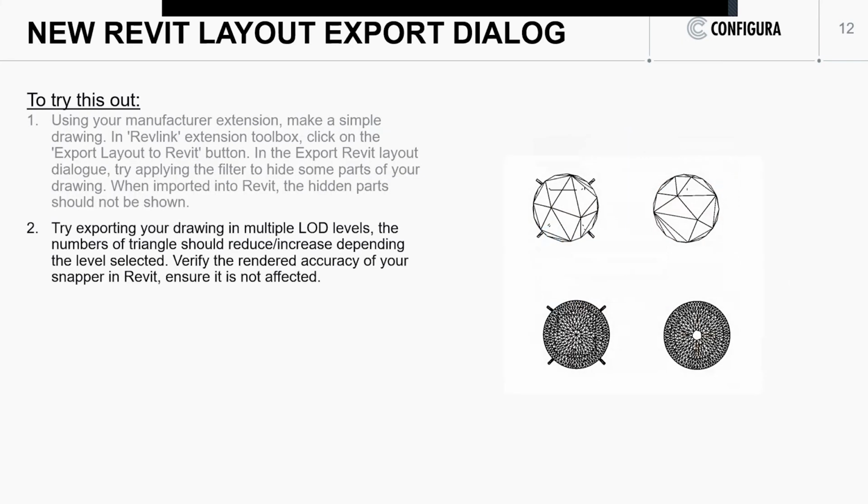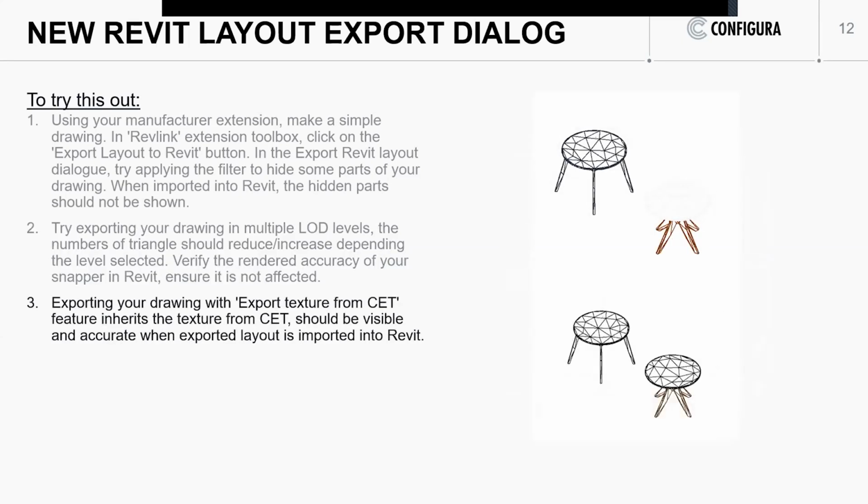Also try exporting your drawing in multiple LOD levels. The number of triangles should reduce or increase depending on the levels selected. Verify the rendered accuracy of your snappers in REVIT and ensure that this is not affected. You can also try exporting your drawing with export texture from CET. This feature will inherit the texture from CET, and it should be visible and accurate when the exported layout is imported into REVIT.